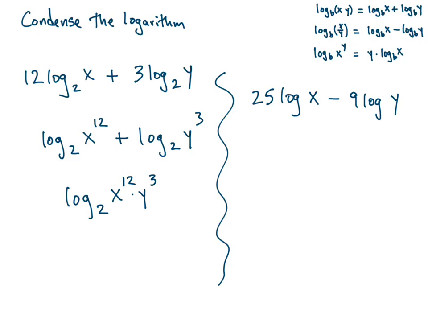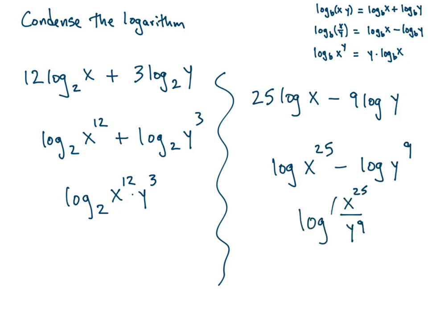So I'm going to take the coefficients and move them to the exponents. So it'd be log base 10 of x to the 25 minus log base 10 of y to the ninth. And then I'm subtracting those on the inside, and so I'll make that a quotient on the inside of 1 log, so a fraction. So it'll be log of x to the 25th all over y to the ninth, so a quotient between those two.